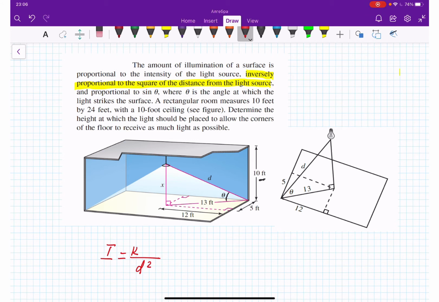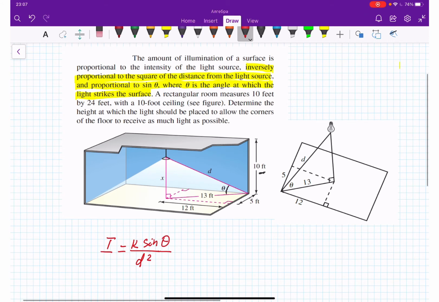So distance from the light source, and proportional, meaning directly proportional to sine theta, where theta is the angle at which the light strikes the surface. So directly proportional, which is going to be sine theta. Okay, this is algebra. You should know this, but whoever doesn't, I went step by step explanation.